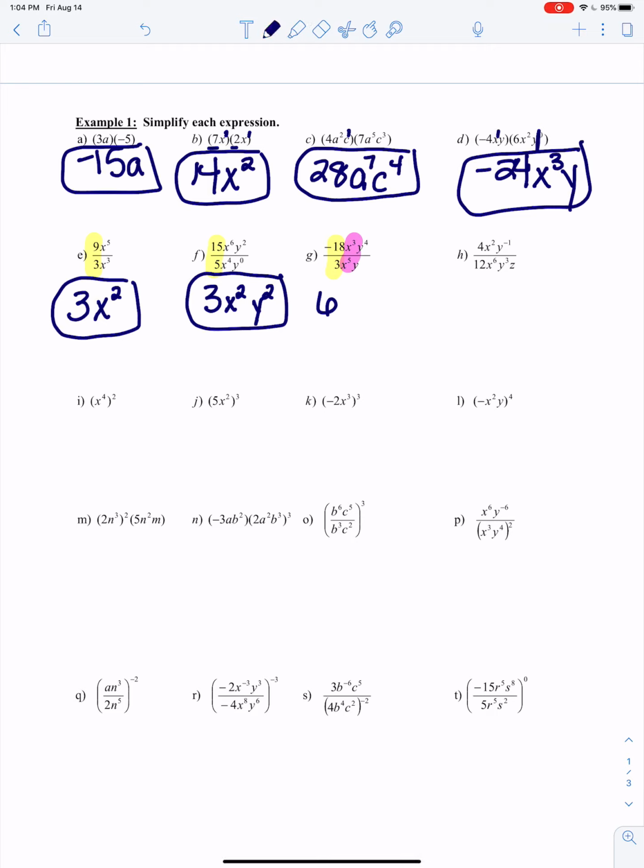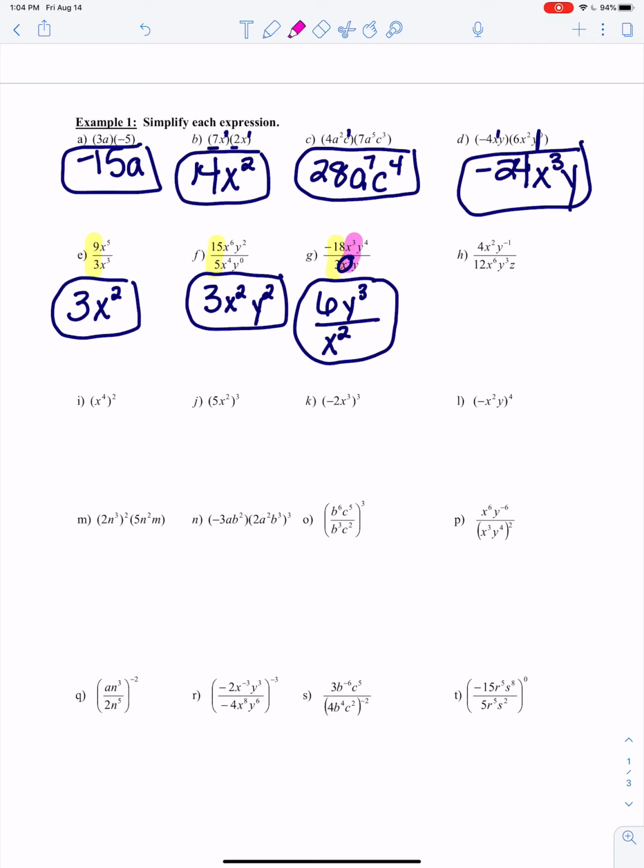Now, this one is a little bit different with your x's because the higher power is on the bottom. So what I always tell my students is go ahead and subtract them like you normally would. Just do 5 minus 3, and you're going to get 2. Since the higher power was on the bottom, your x is going to stay on the bottom. So wherever the higher power is, that's where your variable is going to go. And then for your y, 4 minus 1 is 3.